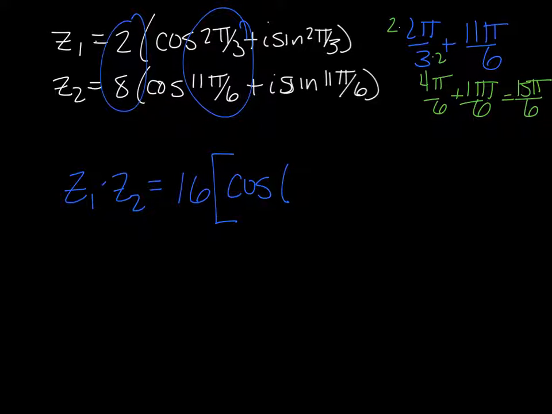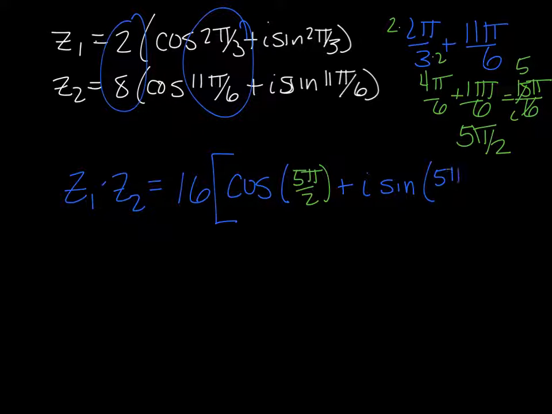I need to reduce that. 3 goes into 15 five times, and 3 goes into 6 twice. So that's 5 pi over 2. All right, we'll just write 5 pi over 2. We'll deal with that later. And then we'll finish with plus i sine, and it's going to be the same angle, 5 pi over 2. Now we could stop there. I actually wouldn't mind you continuing, so you can figure out what this is in standard form. So we'll just continue, and we'll say 16.